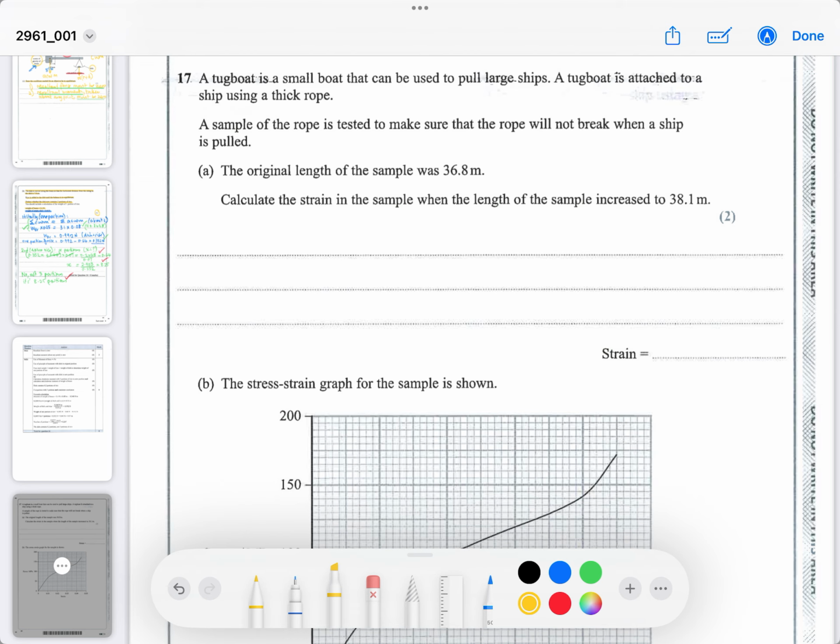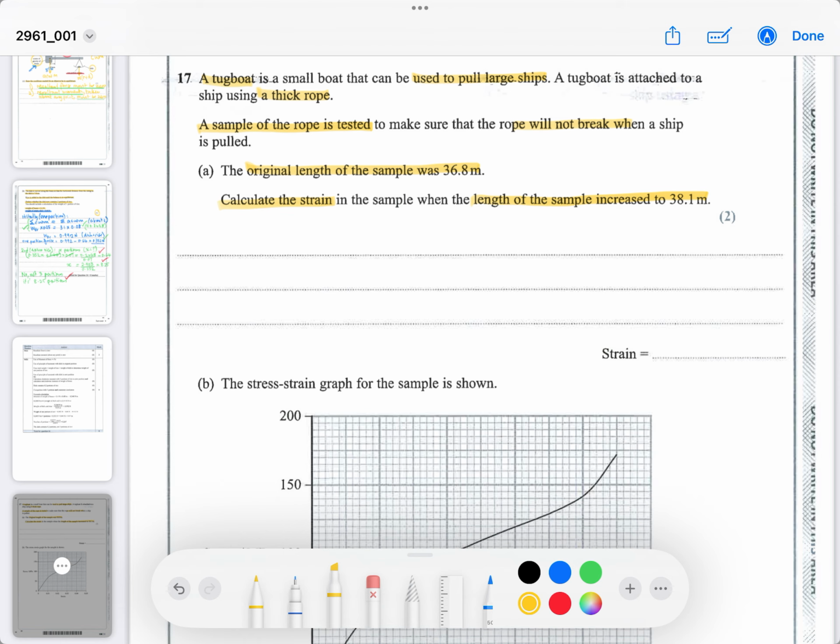So a tugboat is a small boat that is used to pull large ships, and they use a thick rope. So this is a materials question. The sample of rope is tested to make sure it will not break when it's pulling a ship. The original length is 36.8, and they want you to calculate the strain when the length has increased to 38.1.